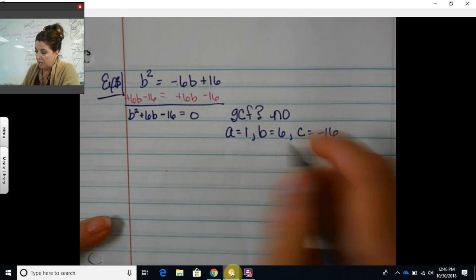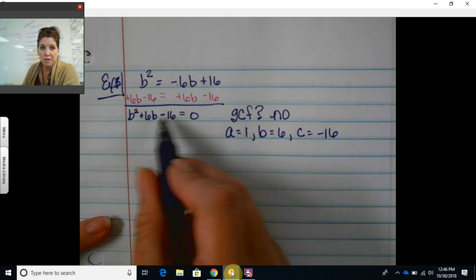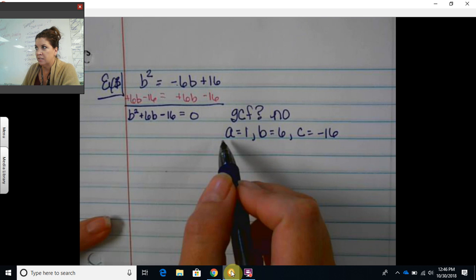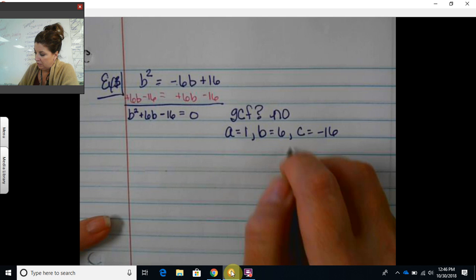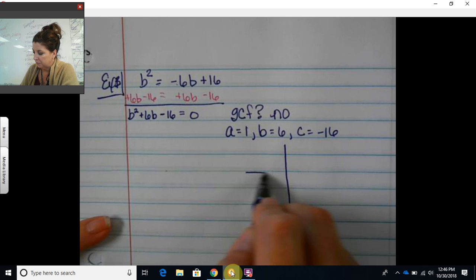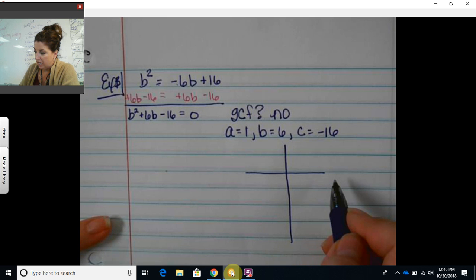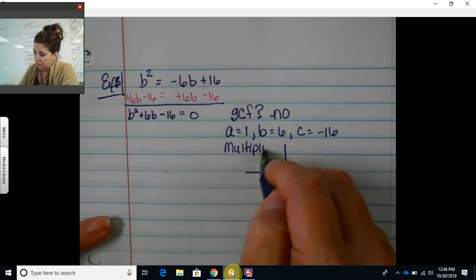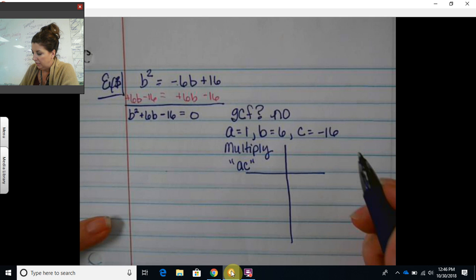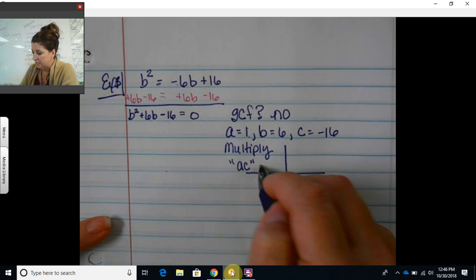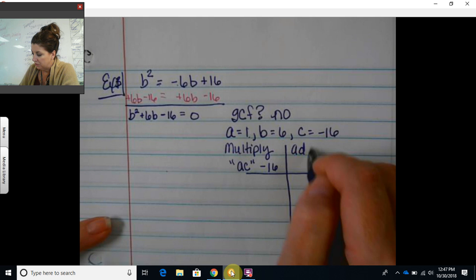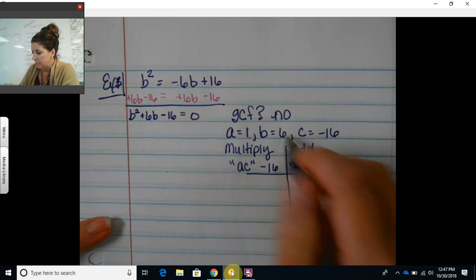Sometimes you'll be missing the linear term or the constant. If you're missing one of those, you just put 0 in the spot of whichever one you're missing. But you can't be missing an A. If you're missing an A, it's not a quadratic. Okay? So make your little T-chart. And on the left, you're looking for two numbers that multiply together to give you AC. And A times C is negative 16. And on the right, you want two numbers that add together to give you B, which is a positive 6.